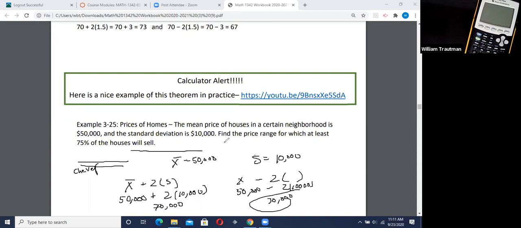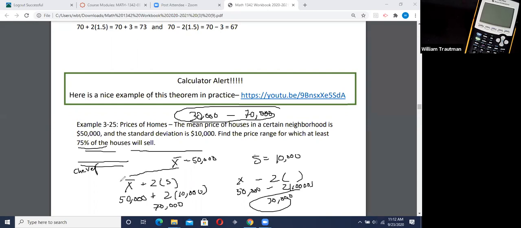So the price range within 2 standard deviations, like we said, 75% of our data, 75% of the homes sold in this neighborhood will be between $30,000 and $70,000. I know it's a spread, but that's where 75% of the data is. Some houses will sell for more, some will sell for less, but that's where 75% of the houses sold. That's the price that they sold for.